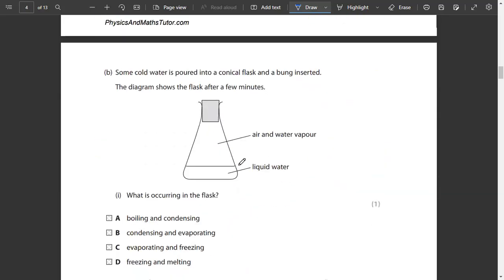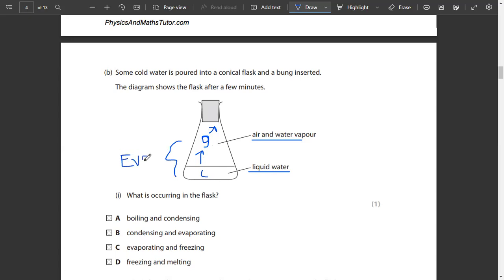Some cold water is poured into a conical flask and a bung is inserted. The diagram shows the flask. After a few minutes, we have air and water vapor. ये liquid water है. What is occurring in the flask? ये जो liquid water है और यहाँ पे जो gas है, क्या हो रहा है? Liquid is turning into gas. उसके बाद gas might also turn again into liquid. So liquid to gas जो है, that is evaporation.